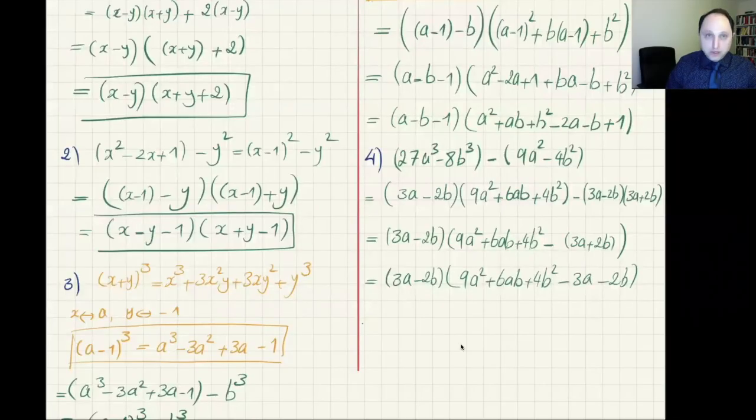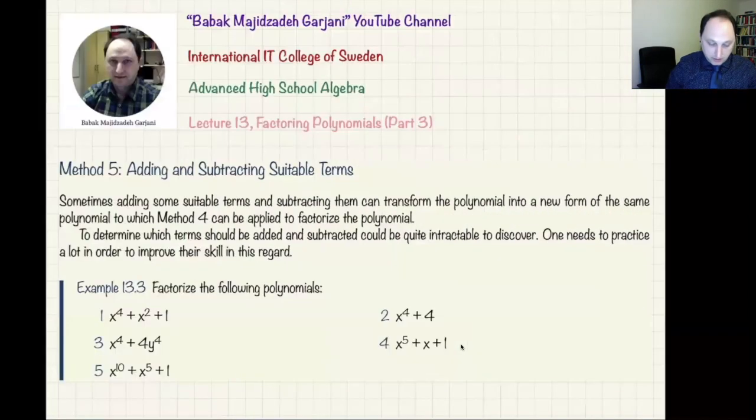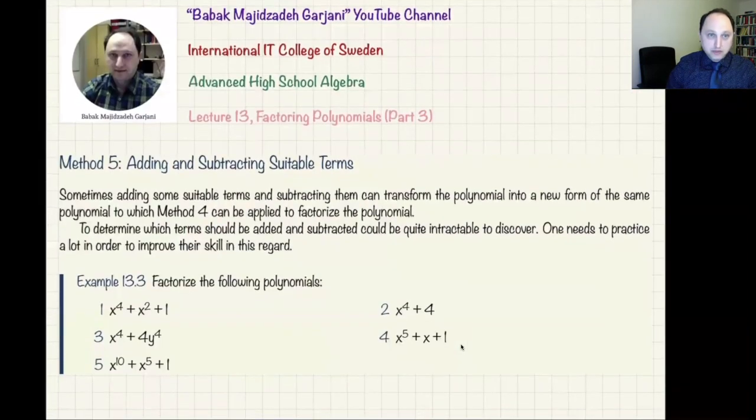Okay, now we can go to the next method, number 5, adding and subtracting suitable terms. Let me read it for you. Sometimes adding some suitable terms and subtracting them can transform the polynomial into a new form of the same polynomial, to which method 4 can be applied to factorize the polynomial.